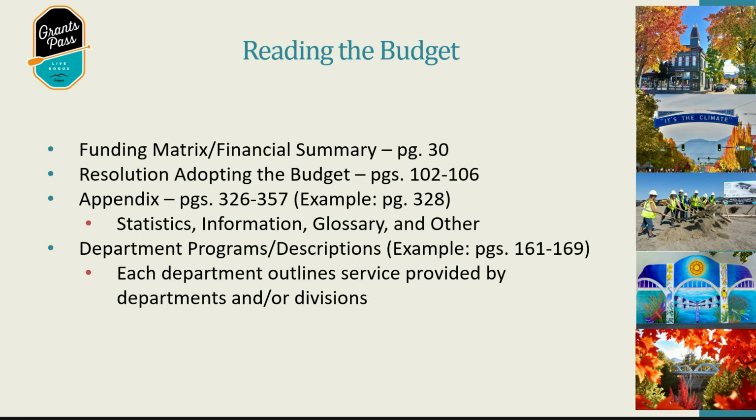The next one, if you flip a couple more pages, is this example of Appendix B. There's a bunch of different statistics in the appendix section, which is page 328 in your packet. This one's a good one as it shows the breakdown of the revenue by type and by fund, as well as the expenditures and how they come out. A key point, too, is these budgets always balance. And then you can see the difference in how we supply those services.